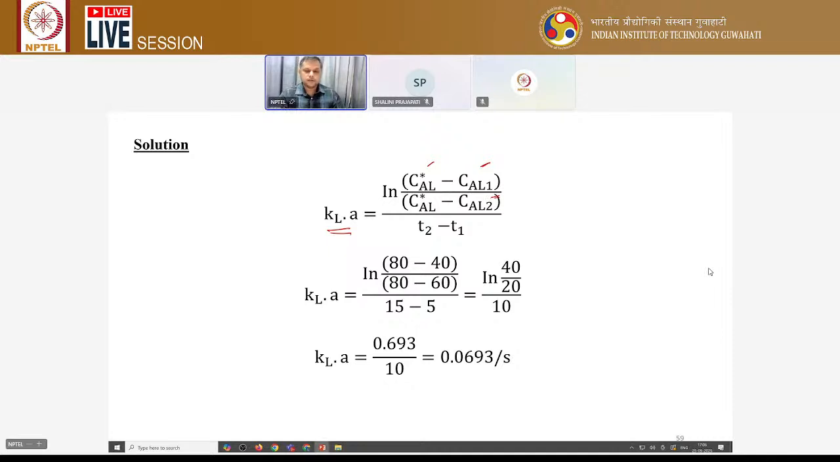So it's 40 and 60, and delta T is the difference in the time. It was 15 and 5. We'll get KLa straightforwardly as 0.0693 per second.